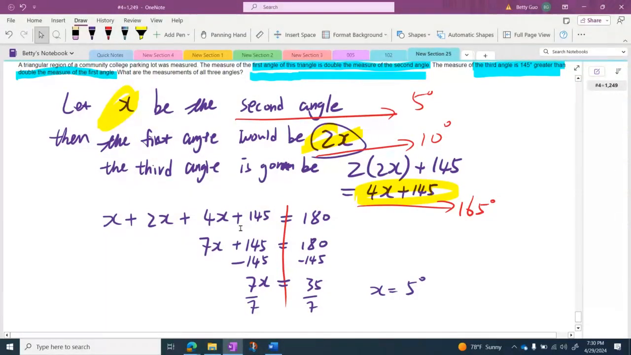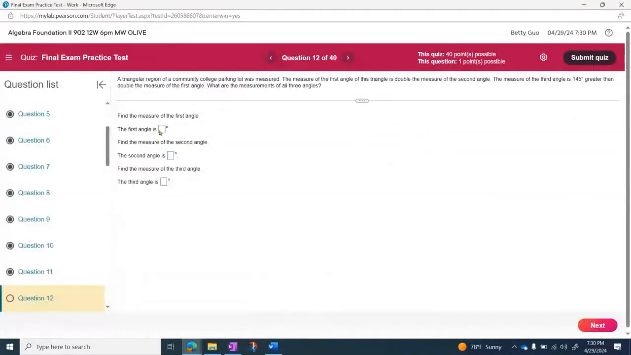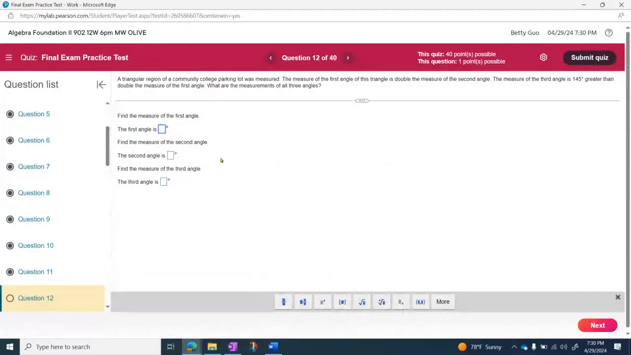Let's enter the answer. I need to remember, the first one is not 5, the first one is 10. Second angle is 5. So 10, 5, 165. You don't have to enter the degree symbol. So the first angle is 10. Second angle is 5. Third angle is 165.